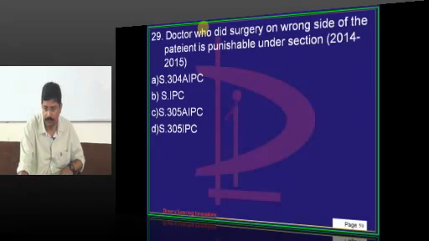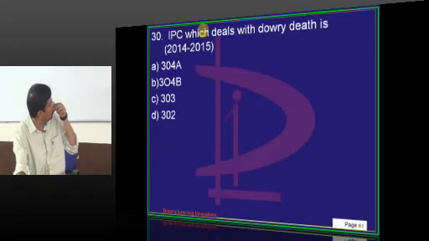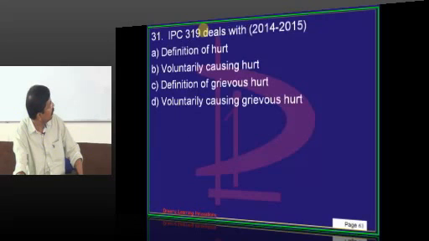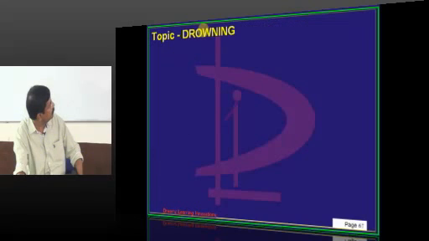305, only 305 is there. Where is abetment of suicide in the case of a child? The IPC section which deals with dowry death is 304B. 319 is the definition of hurt.